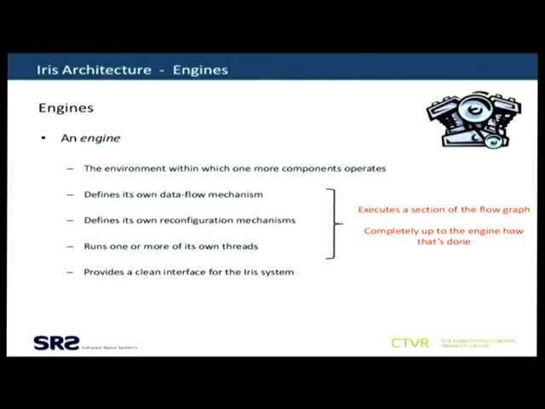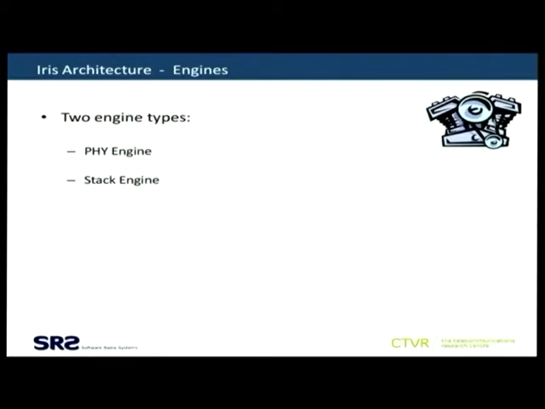With this approach, you can build new engines for different types of flow graphs, for different reconfiguration mechanisms, for different hardware if you so wish. So it's going back to that idea of extensibility and making sure that the core as well as the component base itself can be easily extended. At the moment we just have two engine types, a PHY engine and a stack engine.